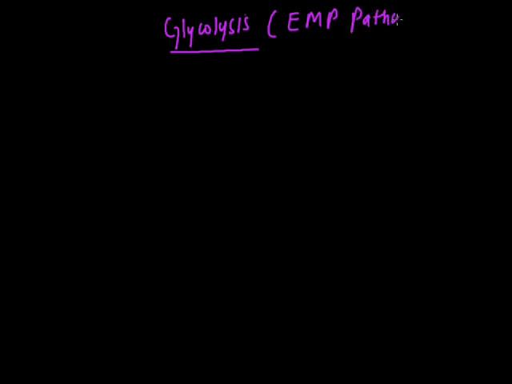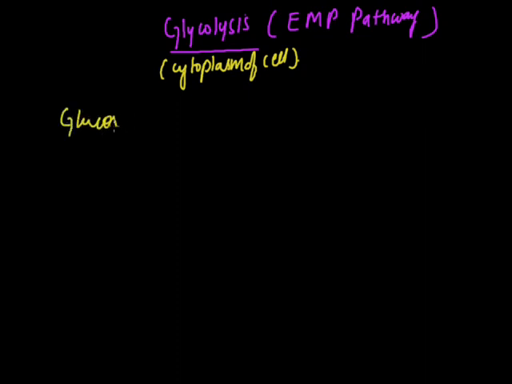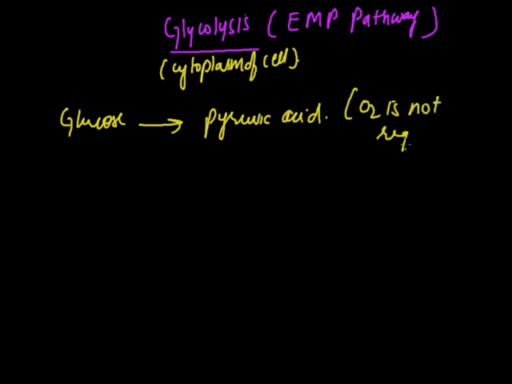Now glycolysis, the first step. Glycolysis can also be called the EMP pathway, and it occurs in the cytoplasm of the cell. In this process, glucose is converted into pyruvic acid in the presence of many enzymes and coenzymes. Oxygen is not required in this process, and there is no production of carbon dioxide during this process.